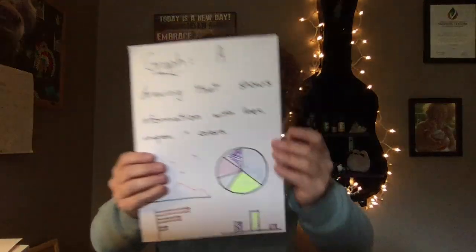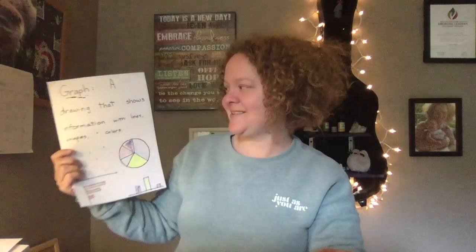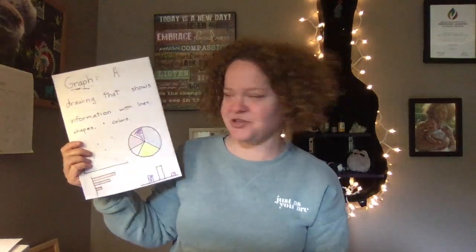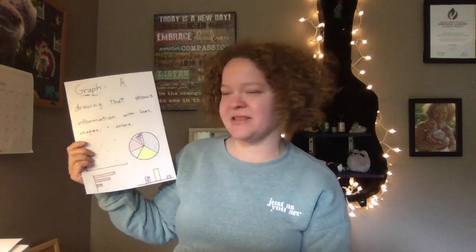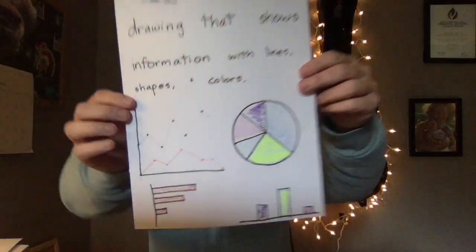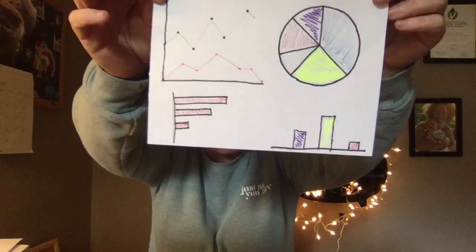Before we learn how to make a bar graph, let us just travel back in time and remember what a graph is and why we use them. So, I drew this. A graph is basically a drawing that shows information with lines, shapes, or colors. So I drew a couple of different kinds of graphs here.